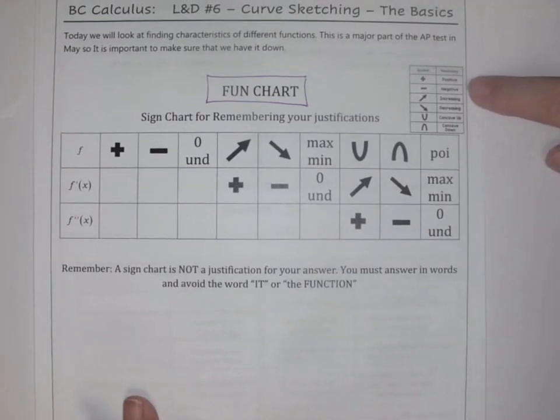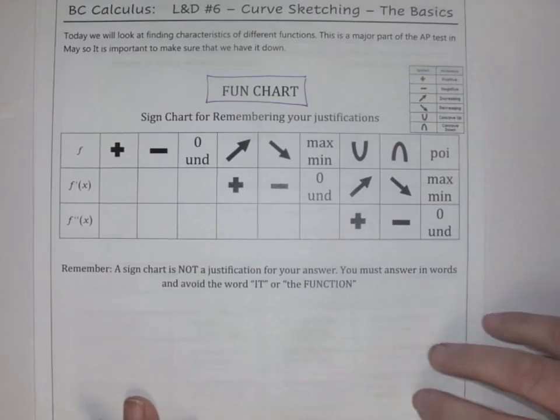Now, there's a key over here. So the plus sign means positive, the negative sign means negative. The up arrow means increasing, the down arrow stands for decreasing. The upwards U facing is a concave up, and the downwards U is concave down. So there's your key to what all of the symbols mean.